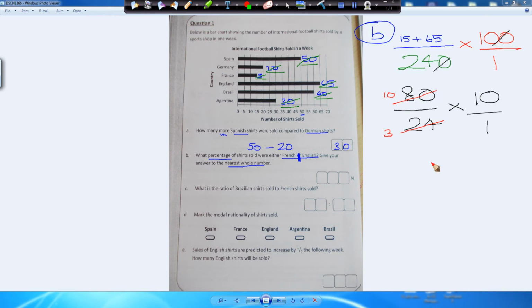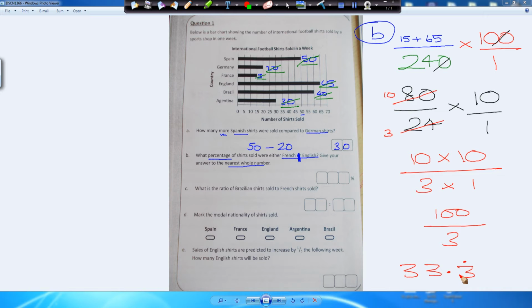So 10 times by 10 is on the top. I'm doing it over here so everybody can see nice and clearly exactly what we're doing. And on the bottom we have 3 times by 1. So we have 100 on the top, 3 on the bottom. So we have 100 divided by 3. This calculation should be a nice one that we remember. It's 33.3 recurring, because 100 divided by 3 is like a third of 100.